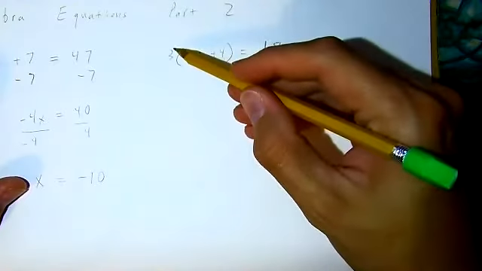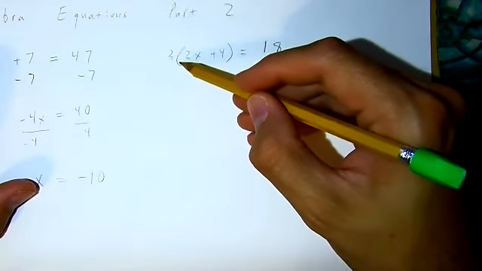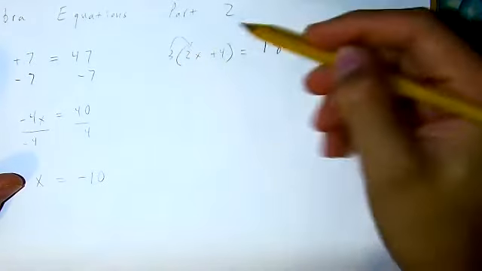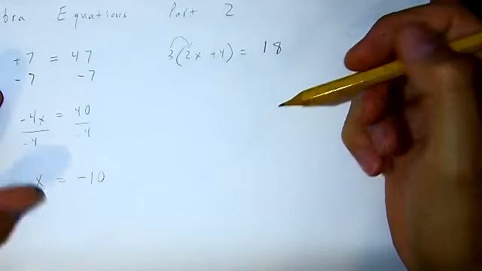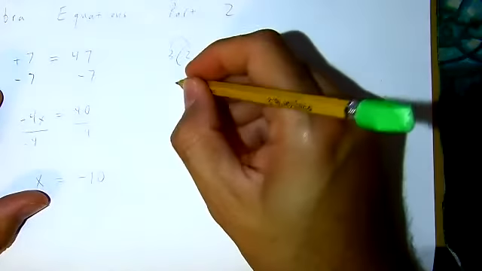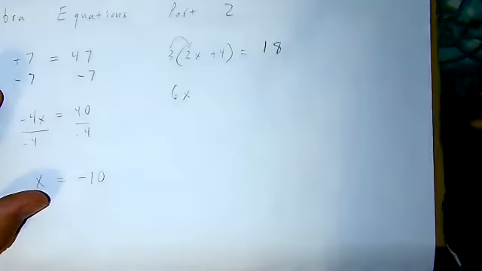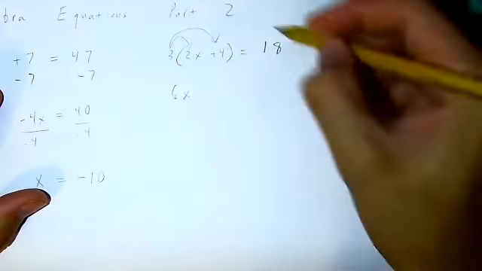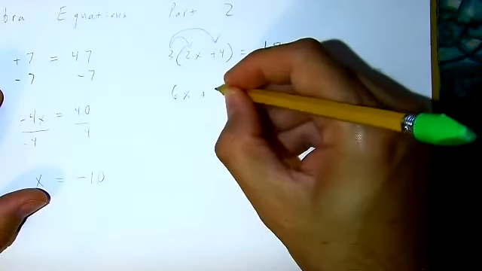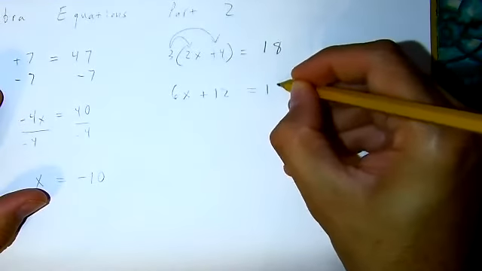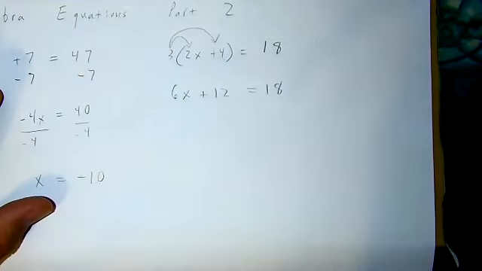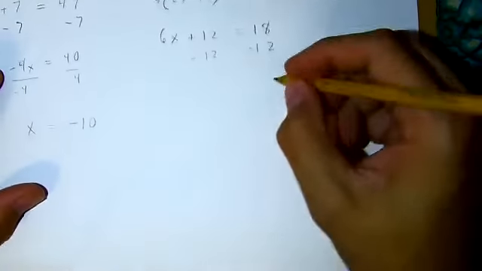So if you've had that lesson, you know you need to distribute whenever a number is touching parentheses. So you're going to multiply this 3 times both of the terms. First you multiply times the 2x, and you get 6x. Then you're going to multiply it times the positive 4, and you're going to get positive 12. Bring down your equals and your 18. Now you're right back to a two-step problem. So all we did is just add one step to what you've been doing.